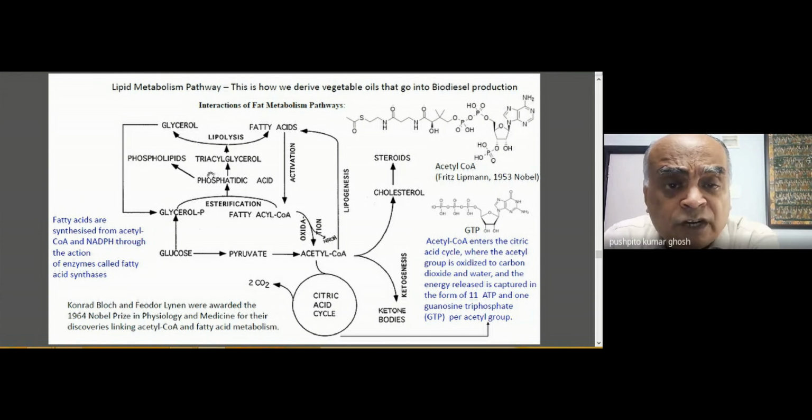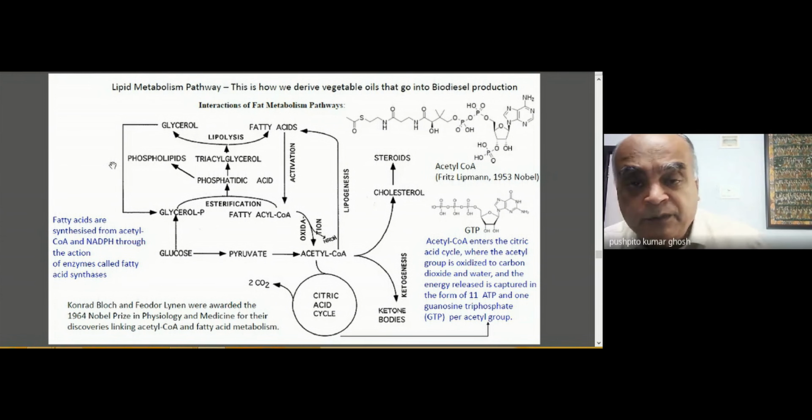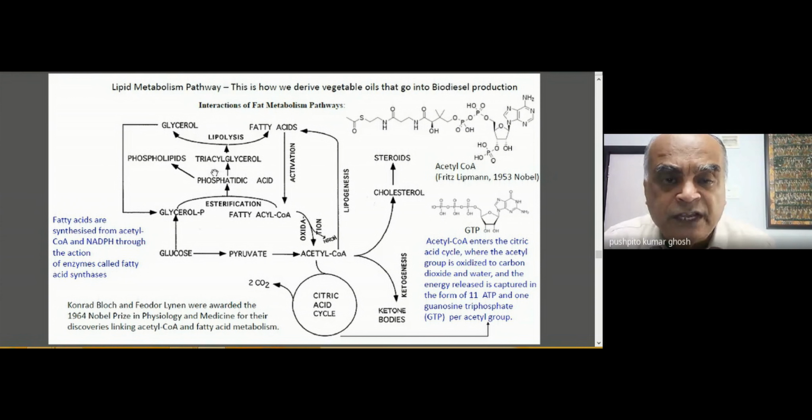Now there are also certain phospholipids which can form. That comes from the phosphatidic acid. If you don't have a simple fatty acid but it is phosphated, you'll end up forming a phospholipid. These sometimes create a lot of problems while you're processing for biofuel. You have to get rid of phospholipids, otherwise they interfere and create a lot of problems in the final running of these vehicles. So that's what happens.